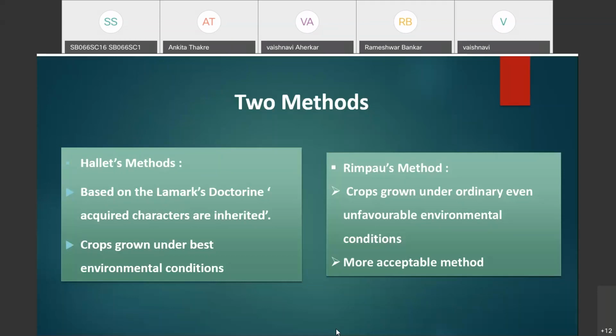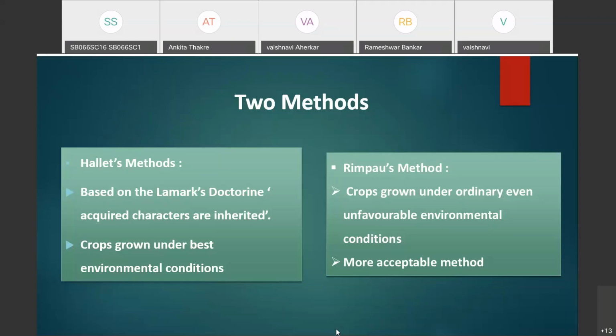to another generation. Okay, but the variation which is created, or the variation which is influenced by the surrounding environmental condition, it cannot be transferred from one generation to another generation. That is the reason the Rimpau method is more acceptable. Okay, that is all about the two methods which are used in the mass selection. The first one is Hallett's method, and another one is the Rimpau's method.